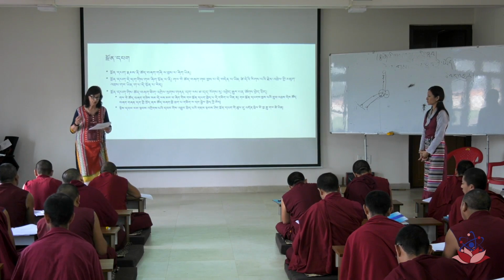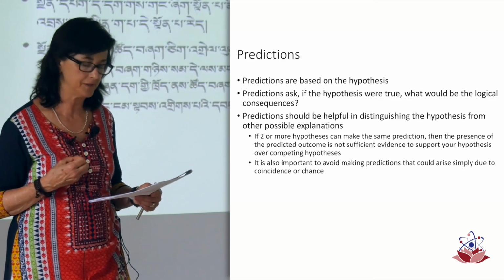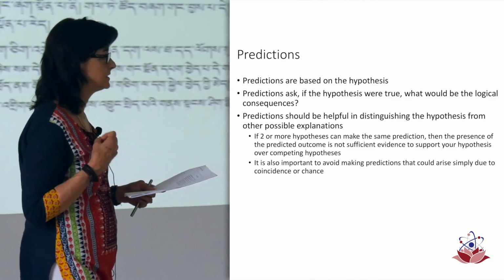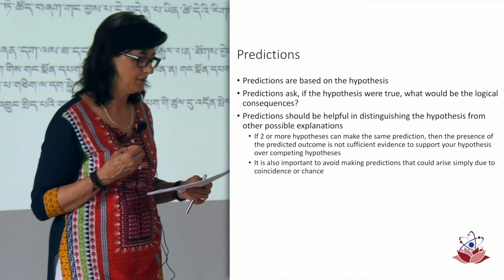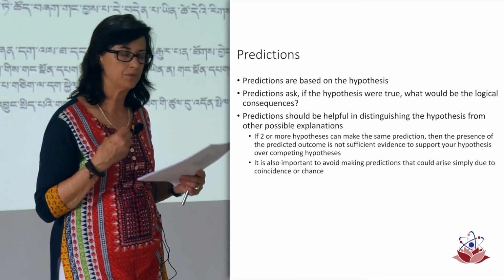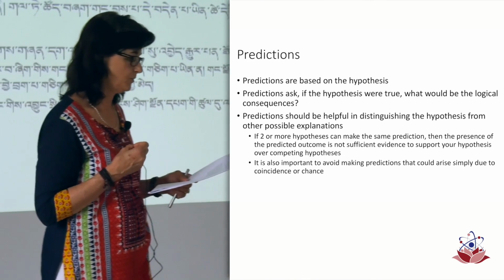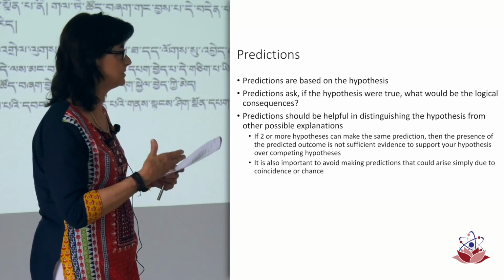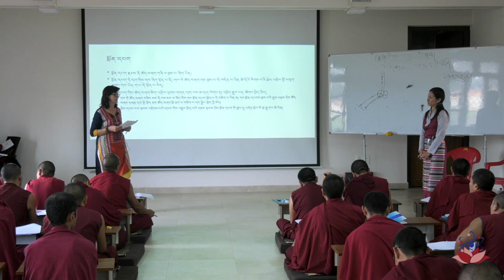If two or more hypotheses can make the same prediction, then we don't have enough evidence. We need to have more evidence in order to distinguish between those hypotheses.